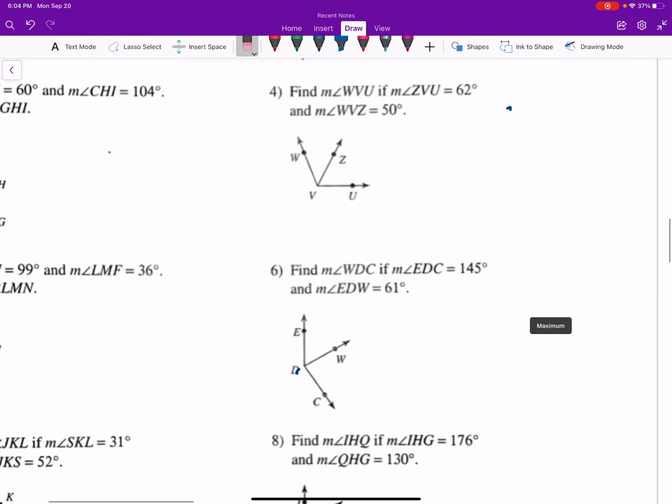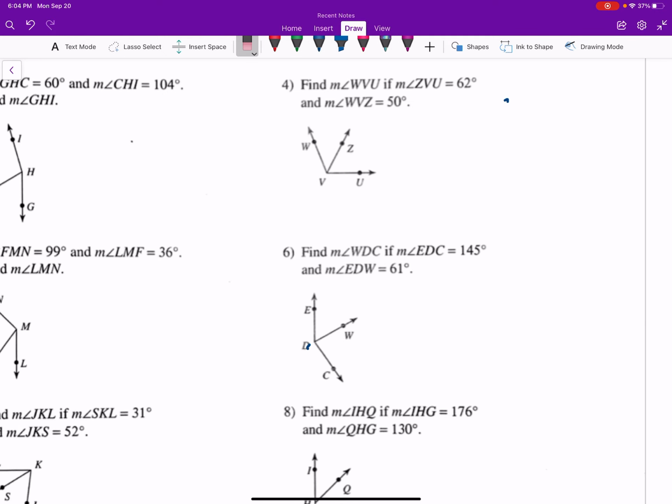Let me show, some people ask me what if they do it the other way. Let's see what happens. Let's say in number 6, they say measure of WDC. So WDC, this angle, is given. You'll have to find out what it is. And EDC is this whole angle, that is 145. So we write basically 145 equals this EDW, which is 61, plus this, which is what I don't know.